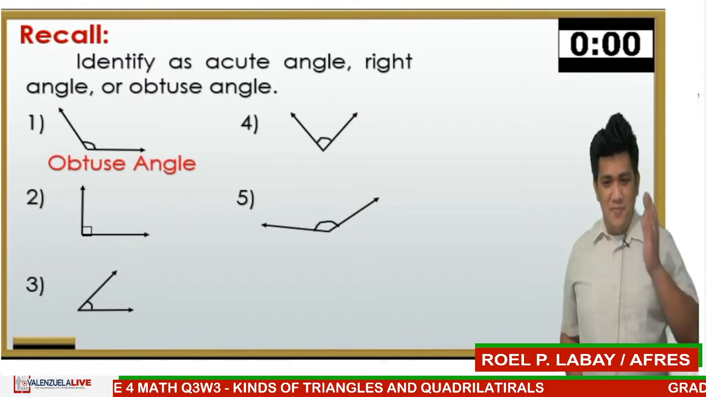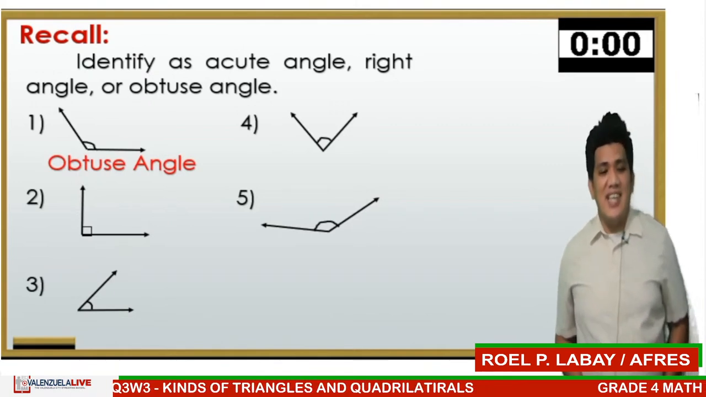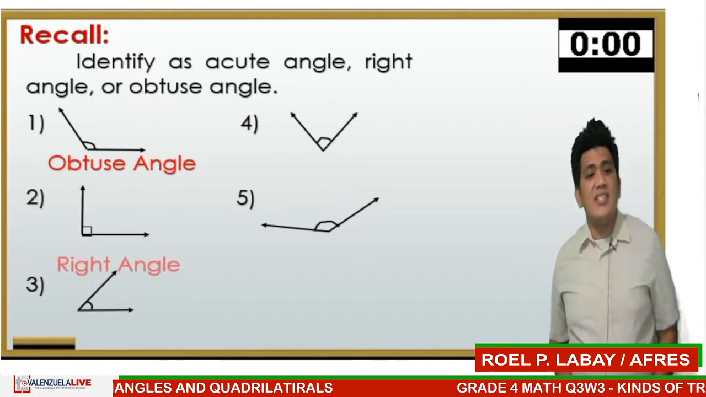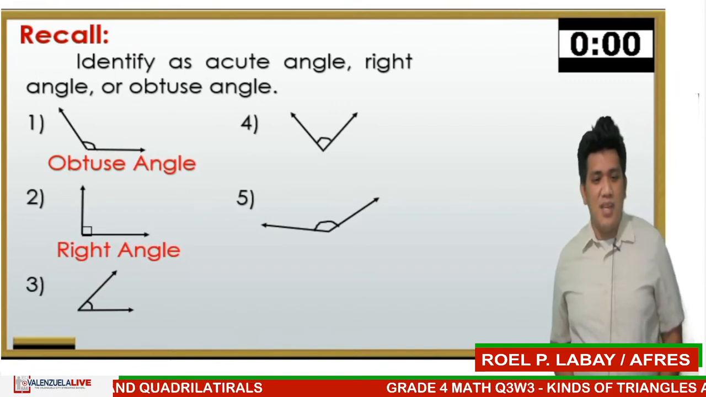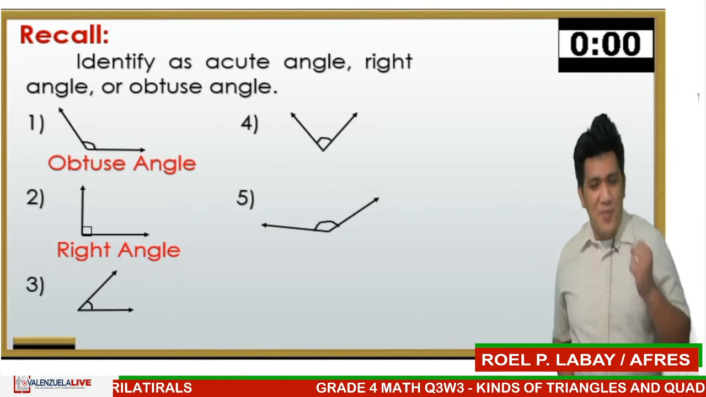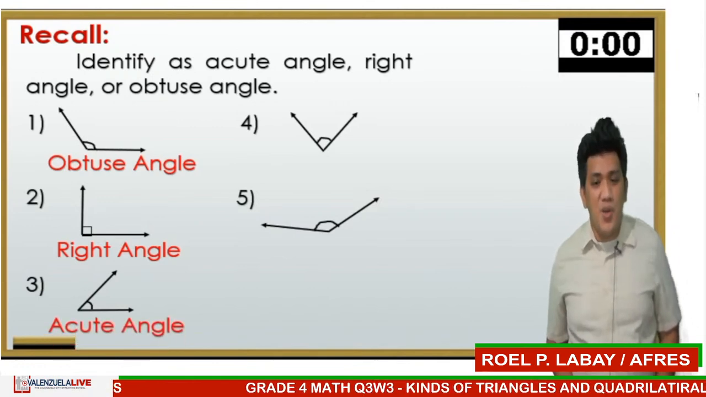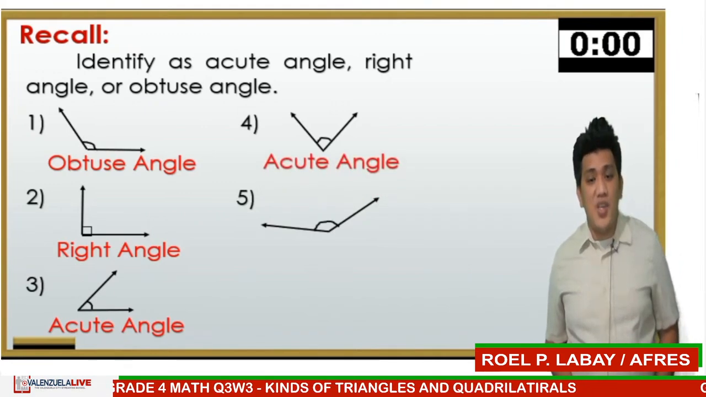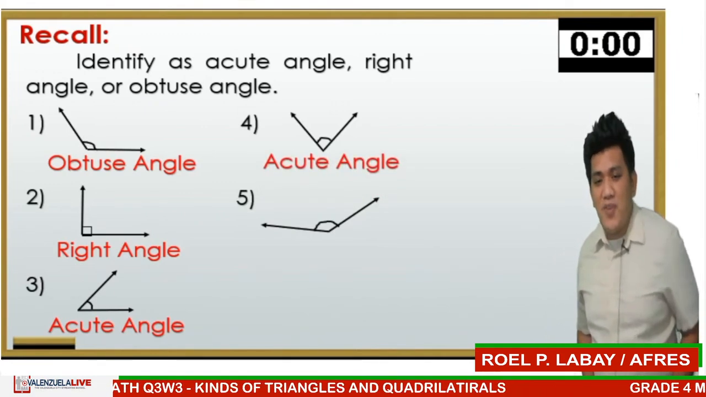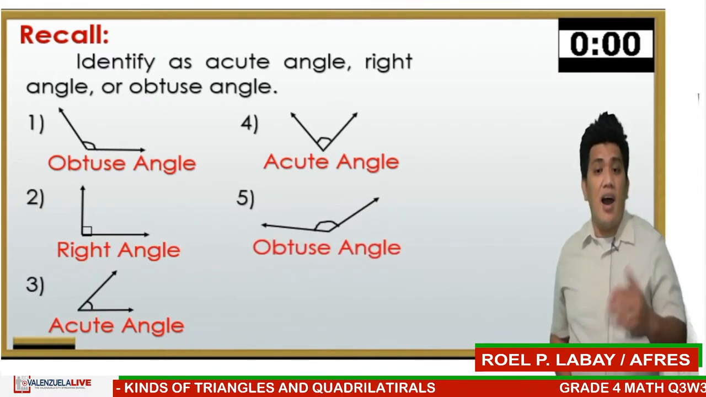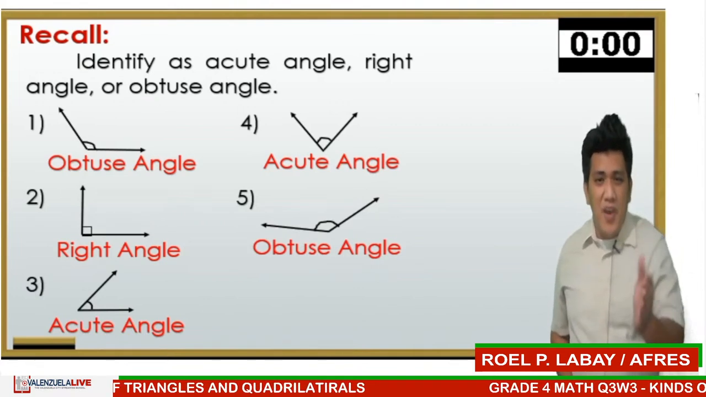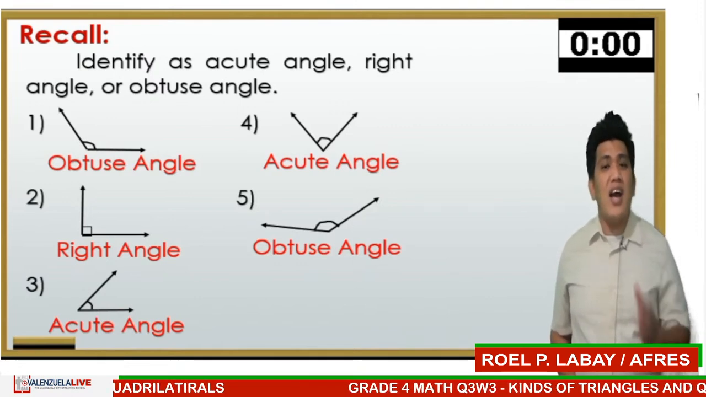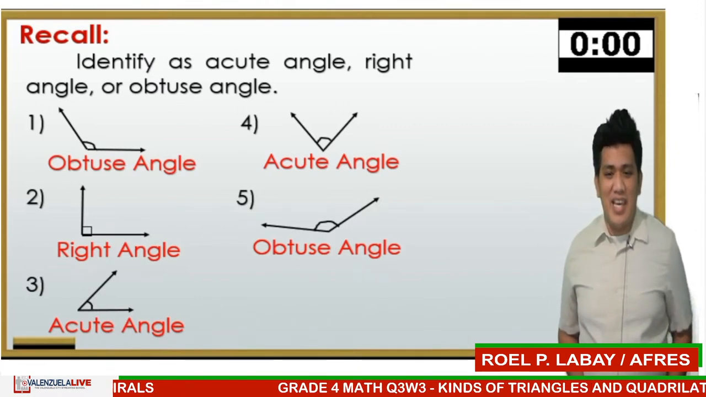For number 1, that is an obtuse angle. How about number 2? Very good. That is a right angle. How about number 3? Very good. That is an acute angle. For number 4, that is also an acute angle. And for number 5, very good. That is an obtuse angle. It is very important that you know the different kinds of angles for you to understand more our topic for today.